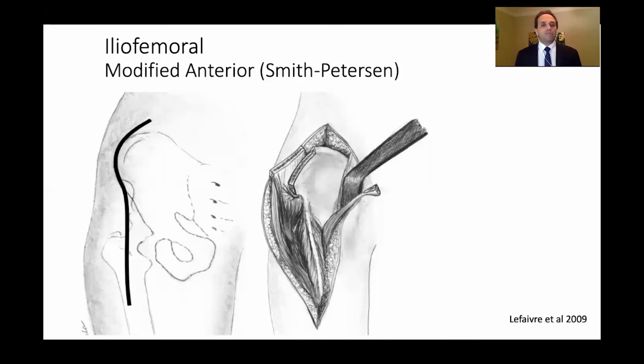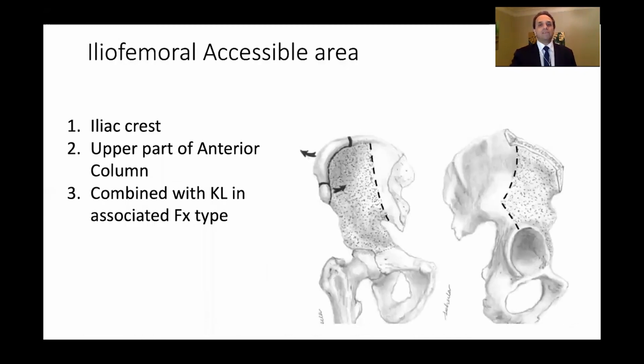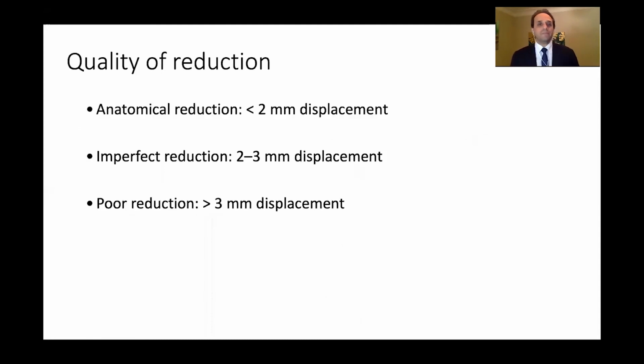Iliofemoral approach, or modified Smith-Petersen approach. And if you do this approach, you will access this part, the iliac crest here, the upper part of the anterior column. And combined with the Kocher-Langenbeck, it can be very useful in associated fracture types.